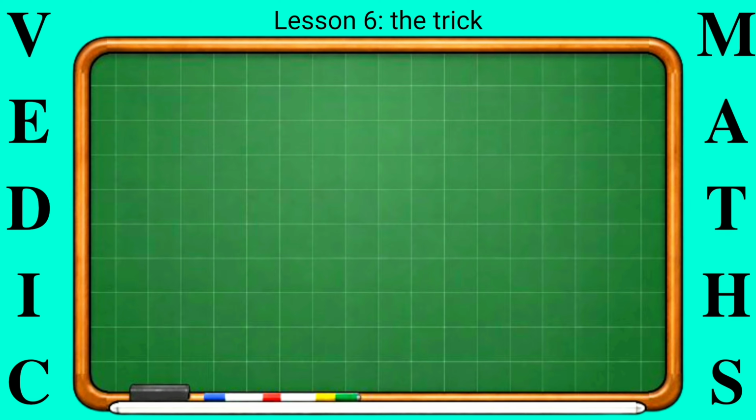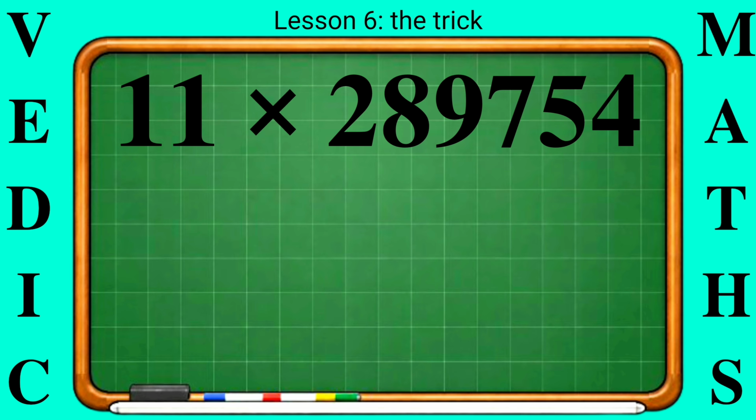Let's try another Vedic math problem. So now we'll multiply 11 times 289,754. That's a big number, but don't think it's going to be difficult. So now let's solve it.